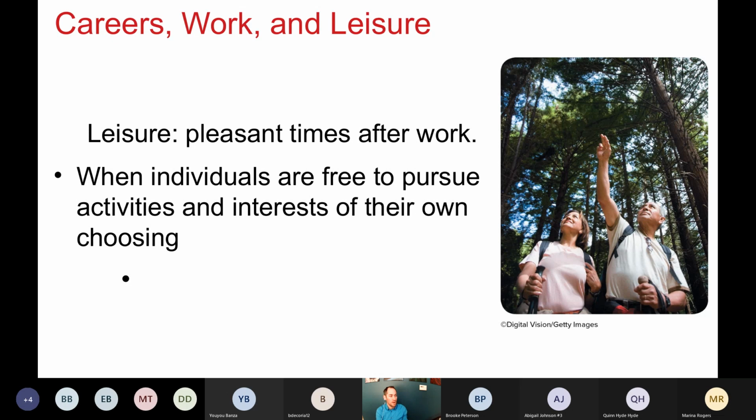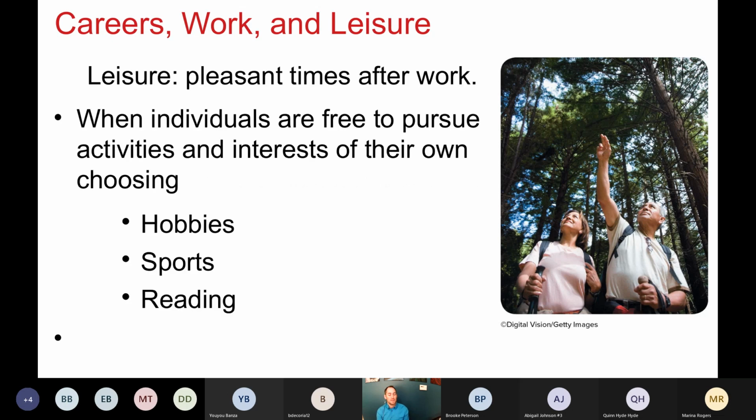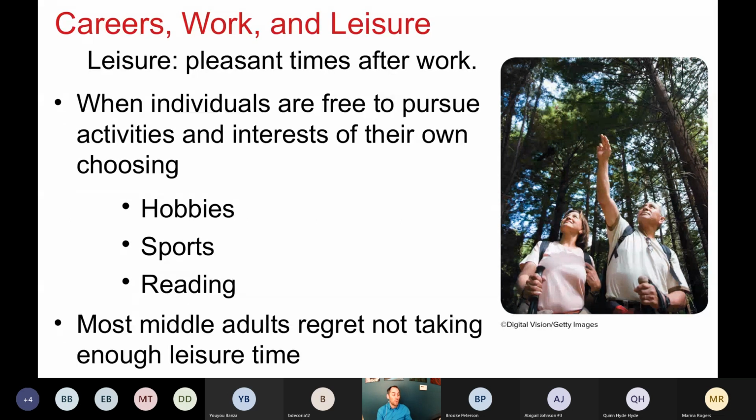So leisure time is basically defined as the pleasure time outside of work, pursuing your own activities, interests, and hobbies. So sports, reading, going on hikes. There's a lot of different things that middle adults might be finding themselves with more time or maybe more money to do. So most middle adults regret not taking enough leisure time.